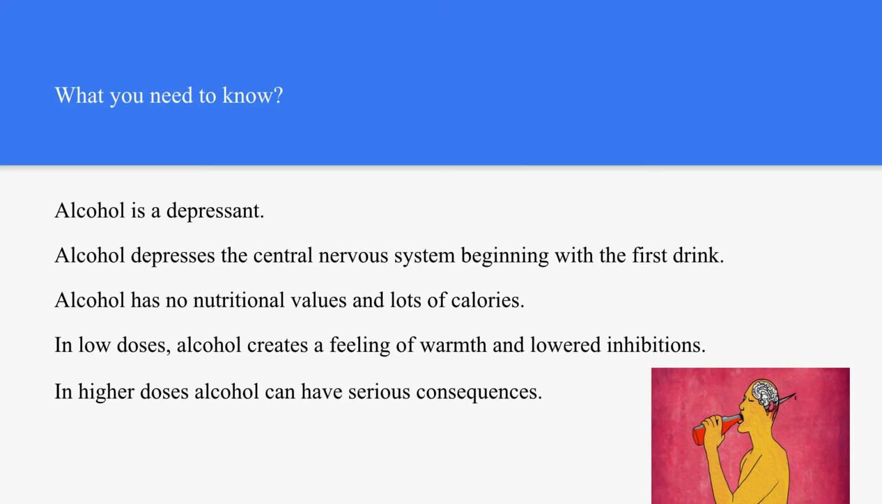What do you need to know? Alcohol is a depressant. Alcohol depresses the central nervous system, beginning with the first drink. Alcohol has no nutritional value and lots of calories. In low doses, alcohol creates a feeling of warmth and lowered inhibitions. In higher doses, alcohol can have serious consequences.